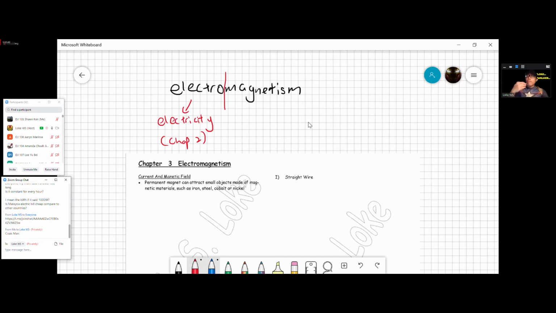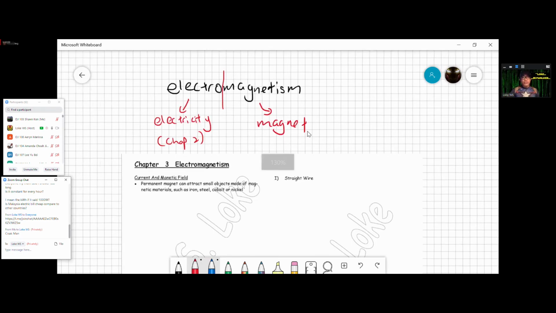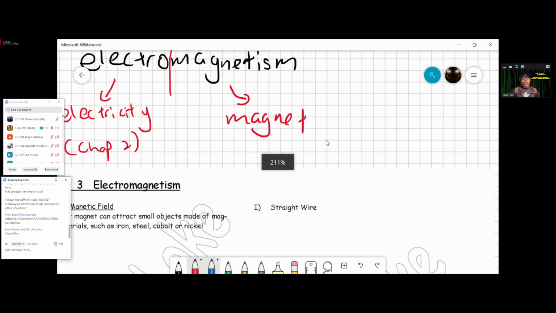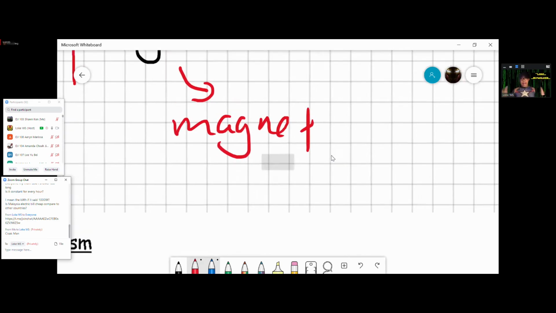Electro. What does magnetism mean? Magnetism came from a word? Magnet. It came from the word magnet. Understand or not? Okay, now I need to zoom in first. This word is what we're going to be looking at. Magnet. In Bahasa Melayu, I love the Malay translation. Magnet. Same spelling, magnet.